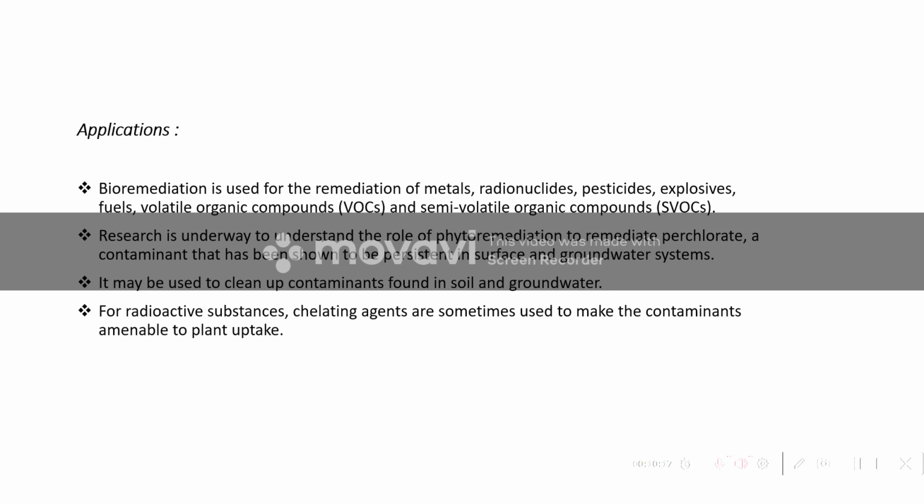Research is underway to understand the role of phytoremediation to remediate perchlorate, a contaminant that has been shown to be persistent in surface and groundwater systems. It may be used to clean up contaminants found in soil and groundwater. For radioactive substance, chelating agents are sometimes used to make the contaminants amenable to plant uptake.